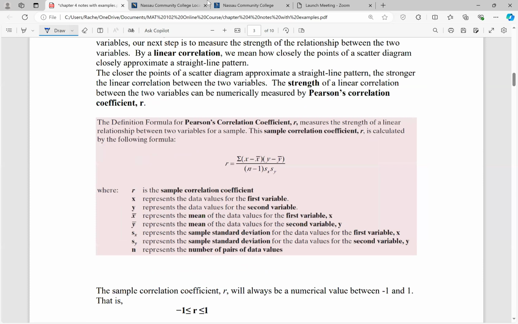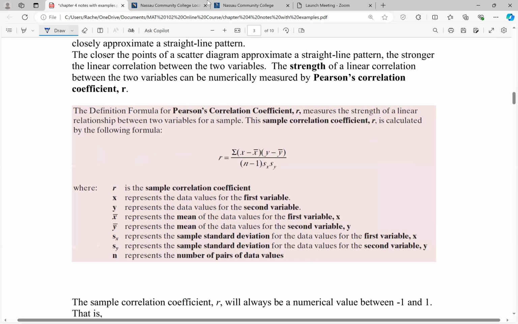And in this lecture, we're not going to calculate the value of R yet. I'm just going to show you how to interpret it. And then in the next lesson, we'll use the calculator and I'll show you how to calculate the Pearson's correlation coefficient R. But this is the formula. And I do want to talk briefly about the formula because even though it looks a little intimidating, once I break it down, you're going to realize that it's really not so bad.